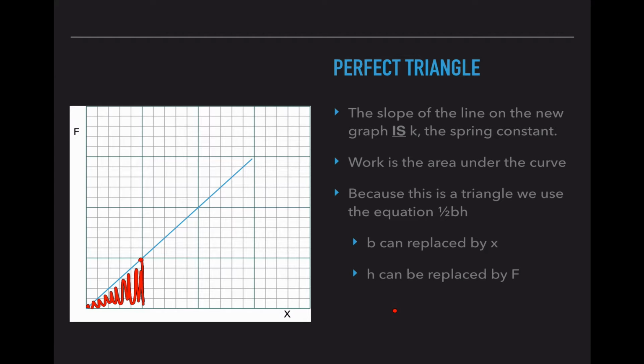And since this is a triangle, we can use the equation 1/2 base times height. But the graph shows specific units, so I'm going to replace that equation with the units that the graph is showing. So work is 1/2 base times height. The base is on the x-axis, which is the distance, so 1/2 x. The force is on the y-axis, which is the height, so I'm going to replace height with the force value. So this is our new equation for work: 1/2 x times F.